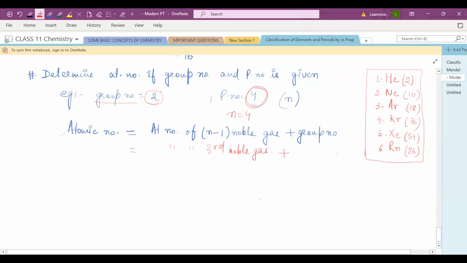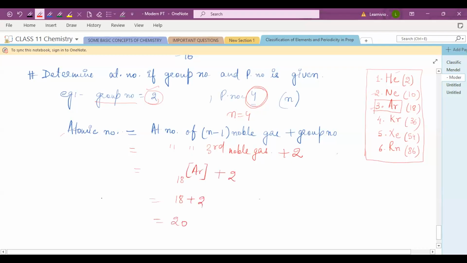What is the group number? It is 2. Now you just have to check which noble gas lies in the third position. Helium is first, neon second, and the third position is argon. So the atomic number of the third noble gas, argon, is 18. So 18 plus 2 gives you 20.